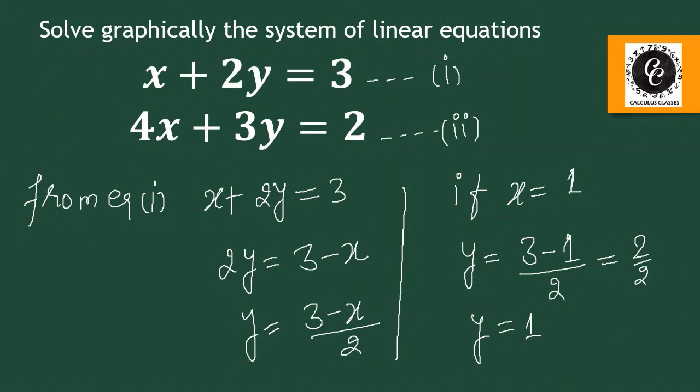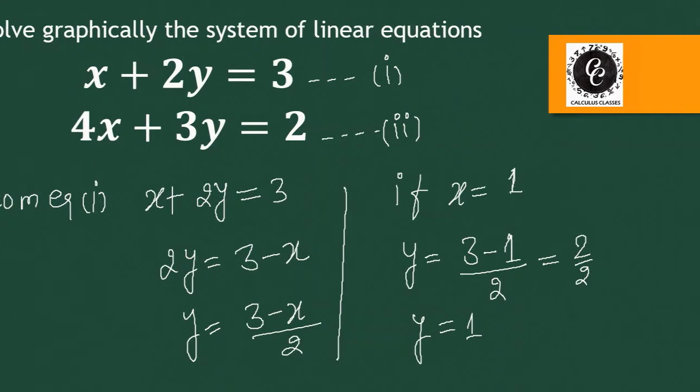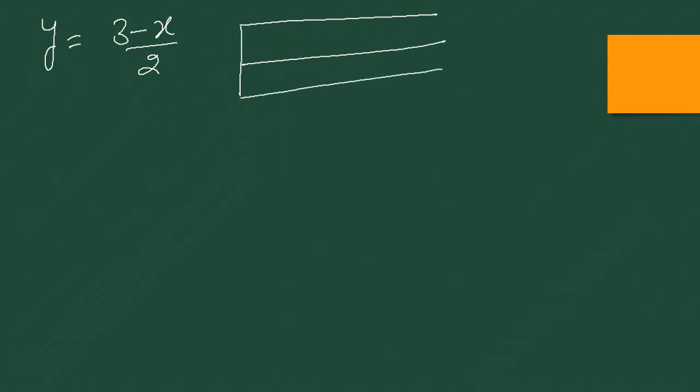So what did I observe? If I keep the value of x as 1, I find the value of y is also 1. So I want to write the equation y equals 3 minus x upon 2, and I'm drawing a box, I mean keeping the values here, so that it will be easy to understand later on. So here I kept the values.